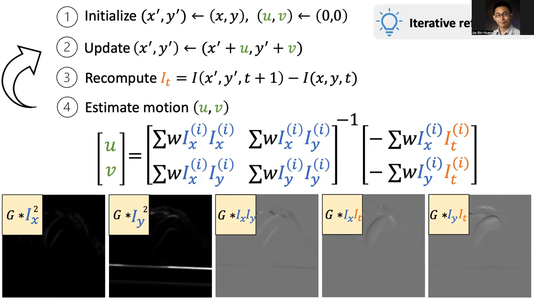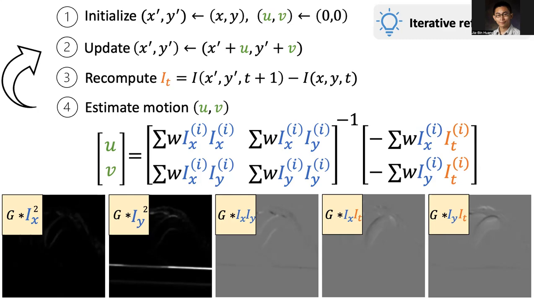Now you have a better initialization than the previous step, all right? So you update your x plane, y plane, that's the corresponding pixel in the next frame. Then you compute the I_t and then estimate motion again. So you basically apply the same least squares solution multiple times, usually 10 times, so that you can iteratively converge to the right motion. Okay, so this is the first idea, iterative refinement.